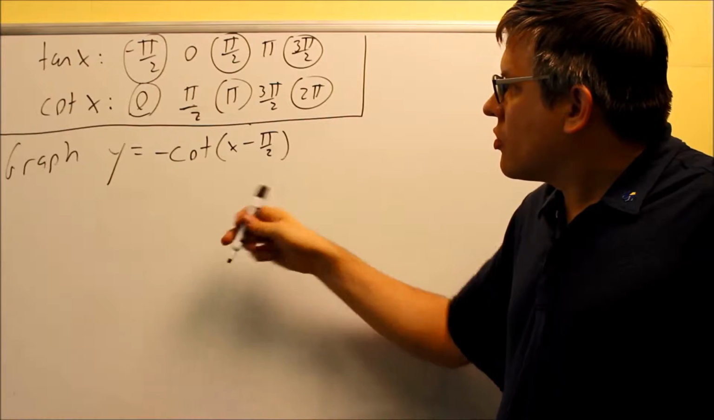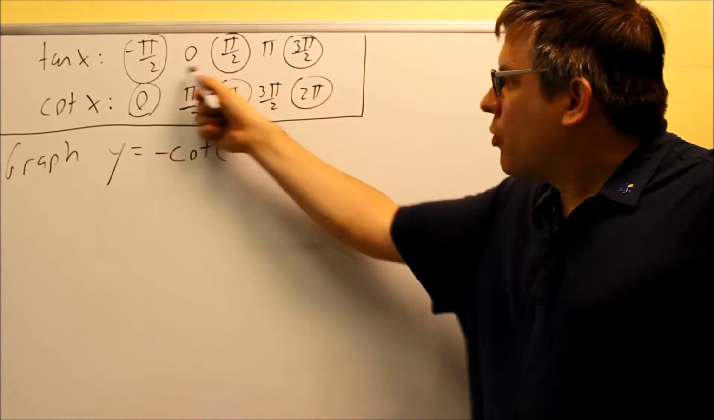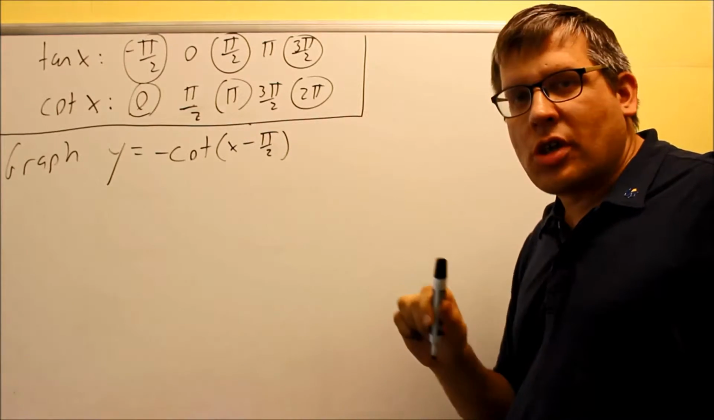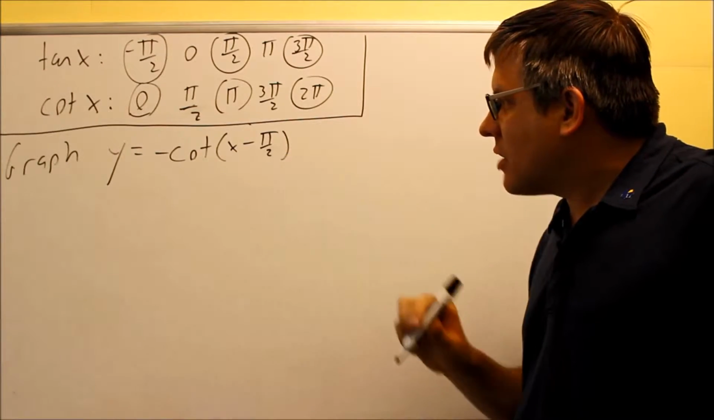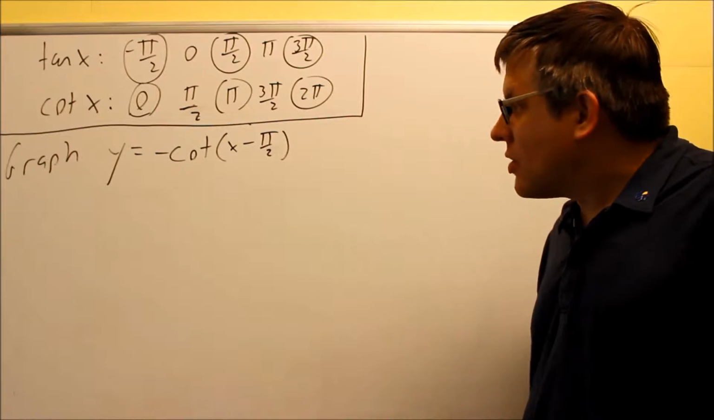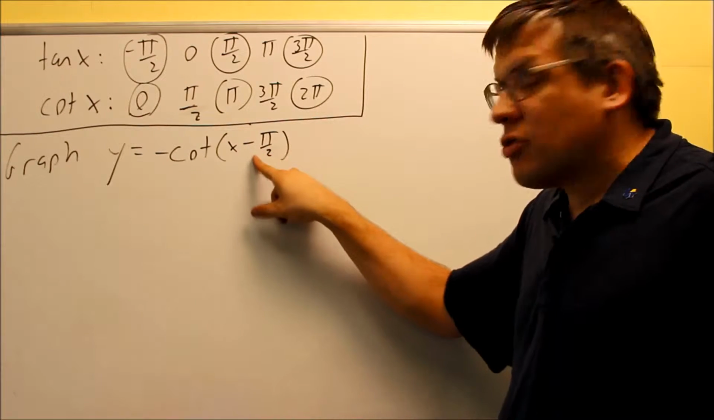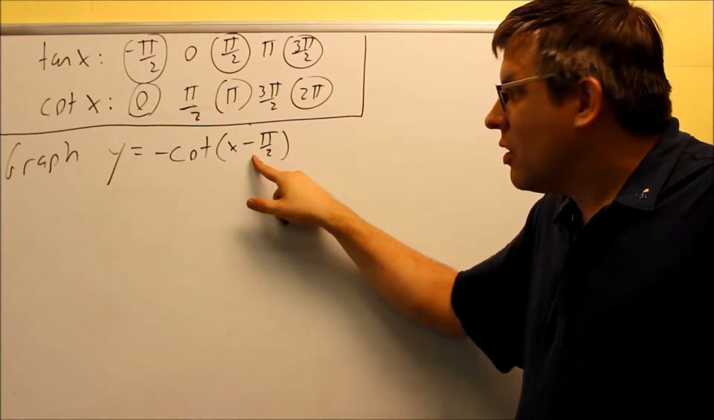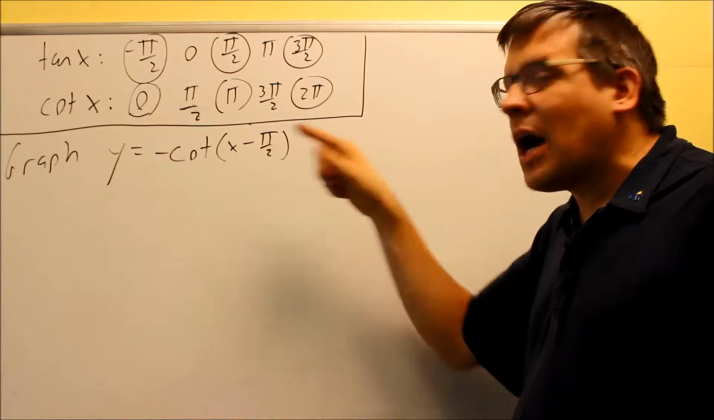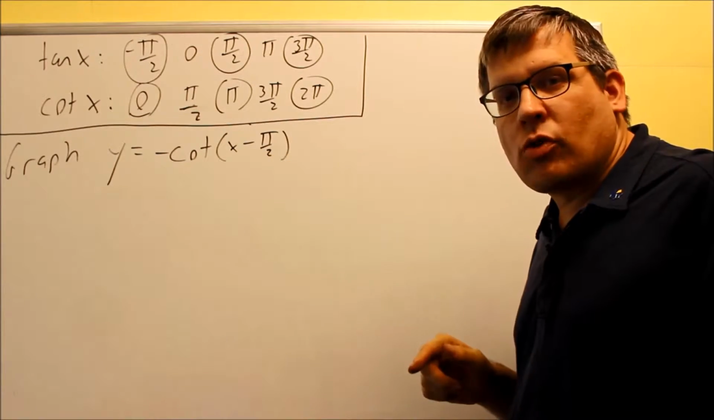So we need to first start by writing out our key points for cotangent, and then I have to look at what the transformation is telling us to do here. In this case, I have a minus pi over 2. The negative there means that the graph is moving in the opposite direction. Instead of moving it in the negative direction, we're actually moving it to the right.